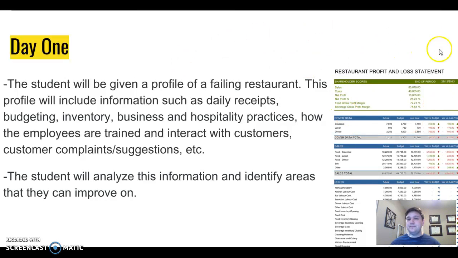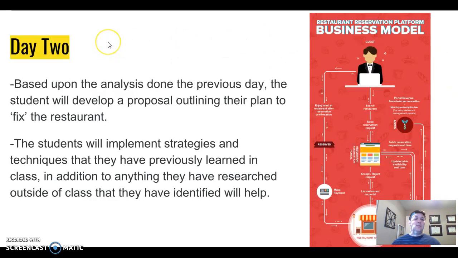So, day two, based upon the analysis done that previous day, the student will develop an actual proposal outlining their plan to fix the restaurant. Again, they're going to use and implement strategies and techniques they've learned in their class. Okay, so this is the tough part. This is where they actually have to make a proposal, which they've been learning how to do. But this proposal isn't for their own business. It's to fix this failing business, right?